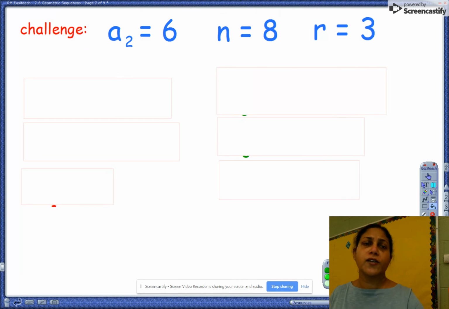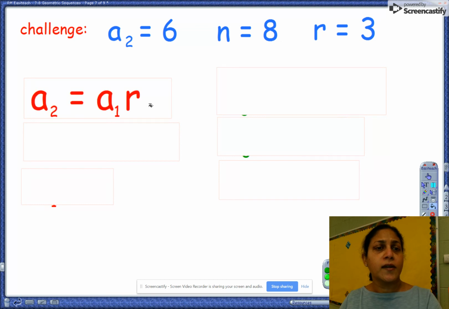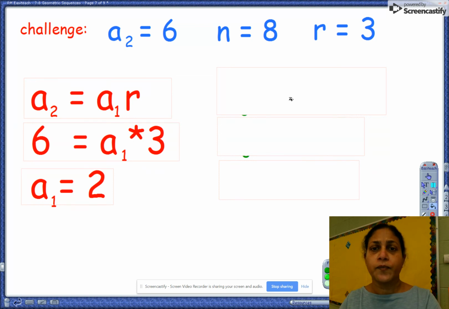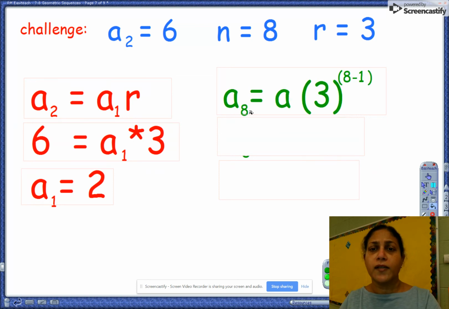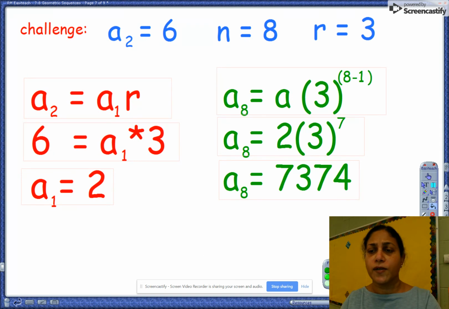And now here's a challenge question. If the second term is 6, what is the eighth term when the ratio is 3? Again, you want to pause the video, give it a try before you see my reveal. If the second term is 6, and we know that the second term is going to be the first term times r, then 6 is equal to a1 times 3. Therefore, a1 is equal to 2. And so now a8 is going to be a1 times 3 to the power of 8 minus 1, and it's 4374.